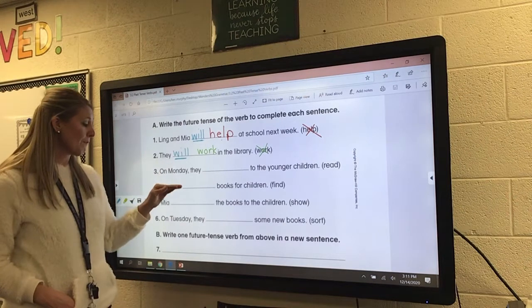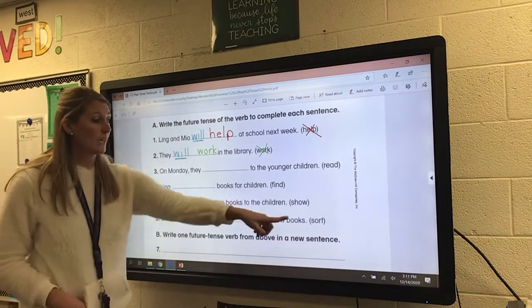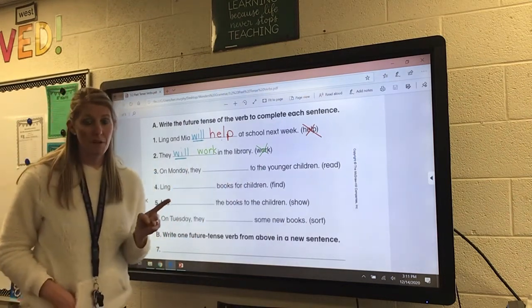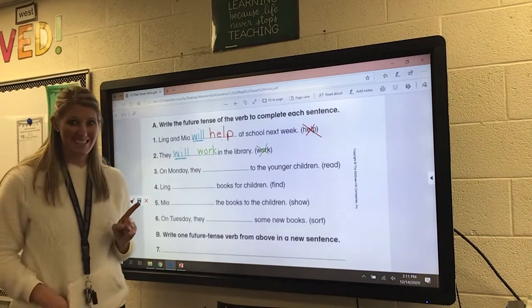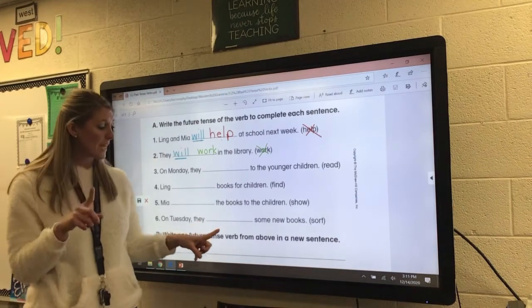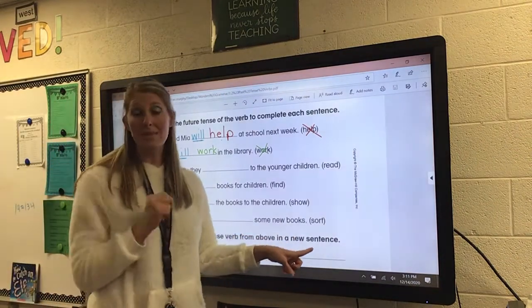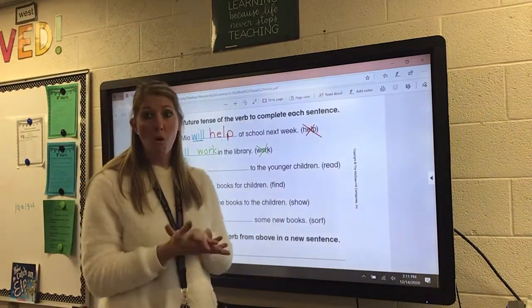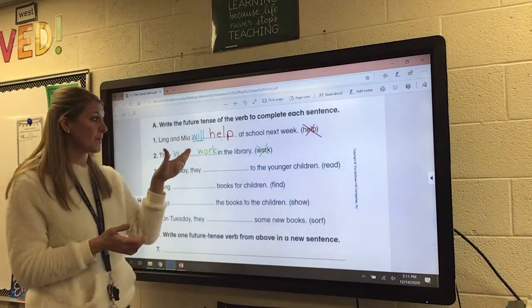Now you're going to do number 3, 4, 5, and 6 on your own. Look at your verbs. Make sure you put will in front of there, and make sure it makes sense. Then down here, you're going to write one future tense verb from above in a new sentence. So you're going to create your own sentence. So pick one of these verbs up here.